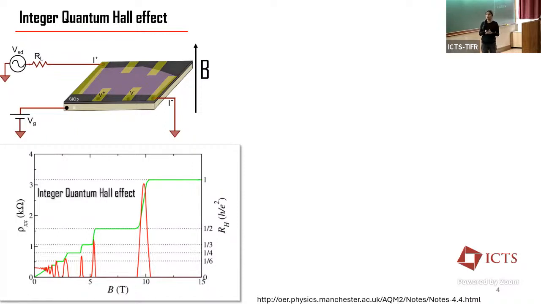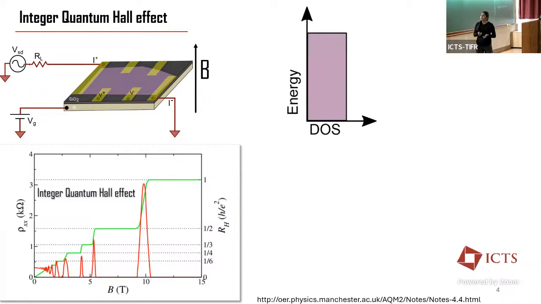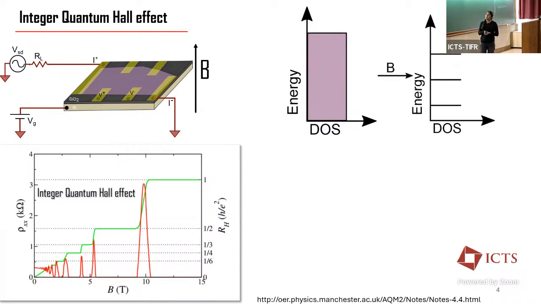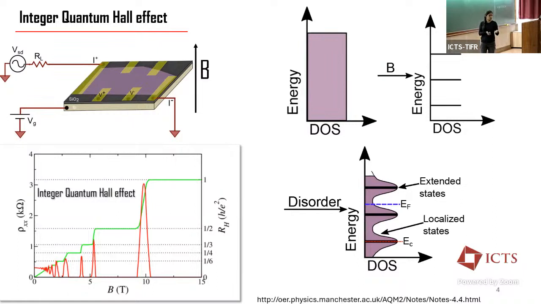Now, to understand the origin of these plateaus, let us consider the density of states picture for a metal, for the two-dimensional electron gas. Under the application of a magnetic field, we start developing Landau levels. But this is the case for an ideal system with no disorder. We have disorder in the system, and this leads to a broadening of the Landau levels. So we have localized states and the extended states at the center of the Landau level, and the localized states lead to the origin of these plateaus.